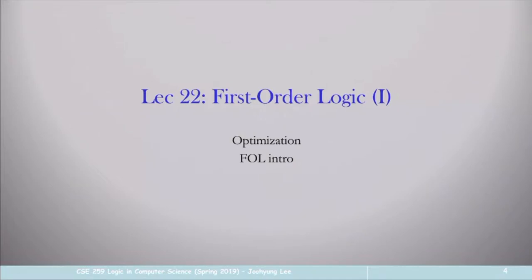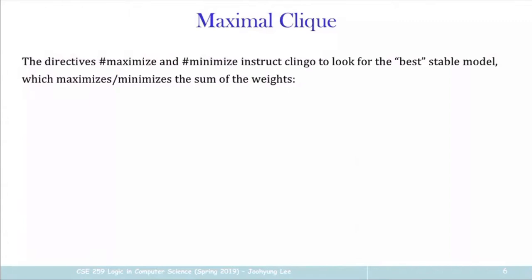Today, we'll finish off the optimization part and move into first-order logic. Okay, so what is optimization? I want to find the maximal clique. Remember, a clique is a complete subgraph. We want to find the maximal size of a clique, and also the Schur number.